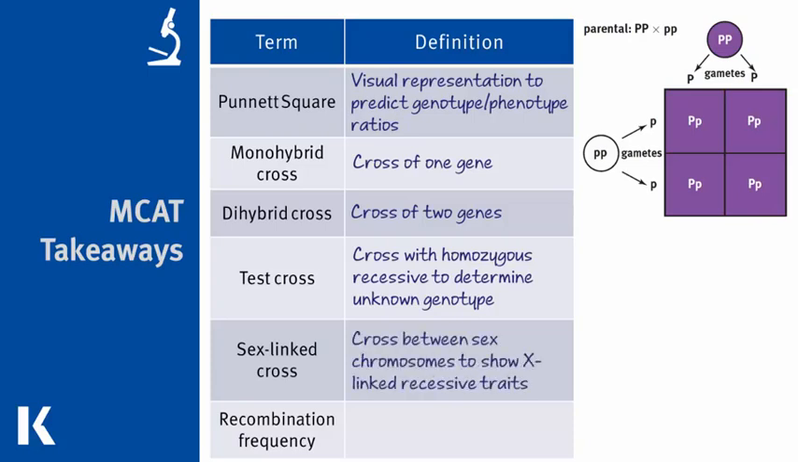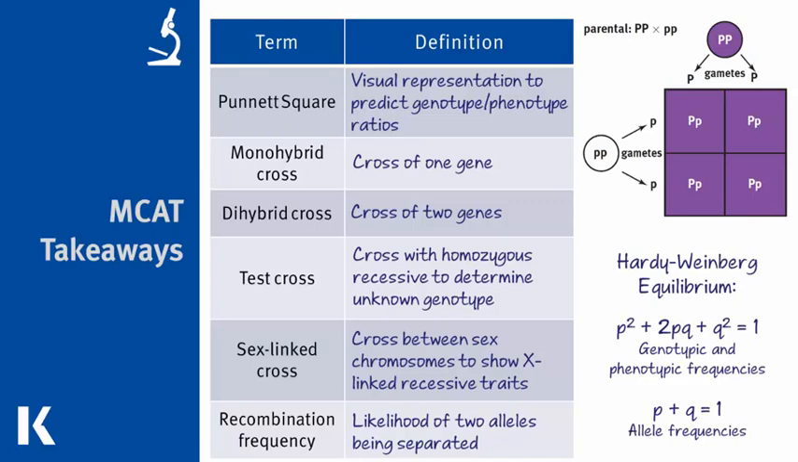We also looked at sex-linked traits and found that for the MCAT, these traits will always be recessive and will always be found on the X chromosome unless otherwise stated in the question passage. We learned about recombination frequency in gene mapping and saw that it was the likelihood of 2 alleles being separated during crossing over. 0% if the genes are close together on the chromosome and are therefore linked, and up to 50% for larger distances between genes.